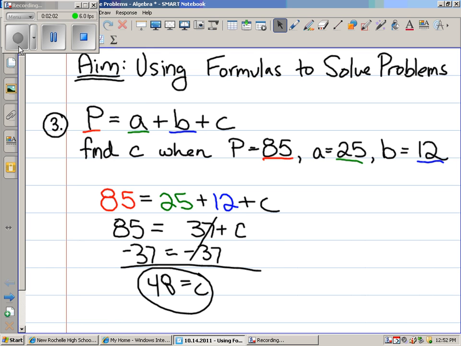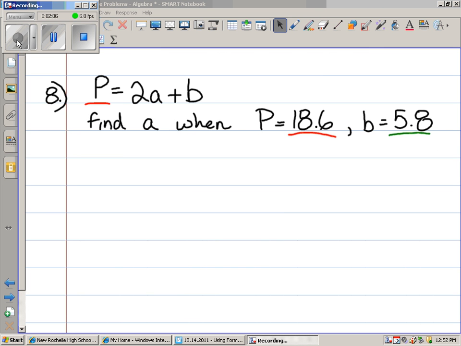We're good? You guys know how to do this stuff? Feel comfortable doing it? All right, let's do a new problem. We're just stepping it up a notch, right? Let's go to 8. P equals 2A plus B. What are we going to do? Yep. Right, Tiana? So we're going to plug it in, plug it in.